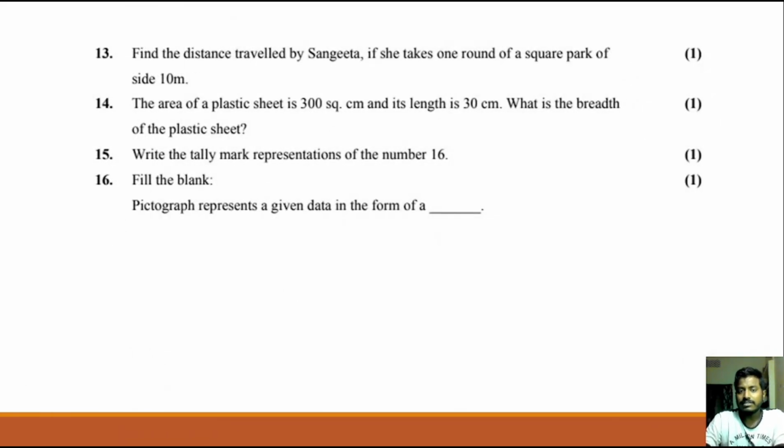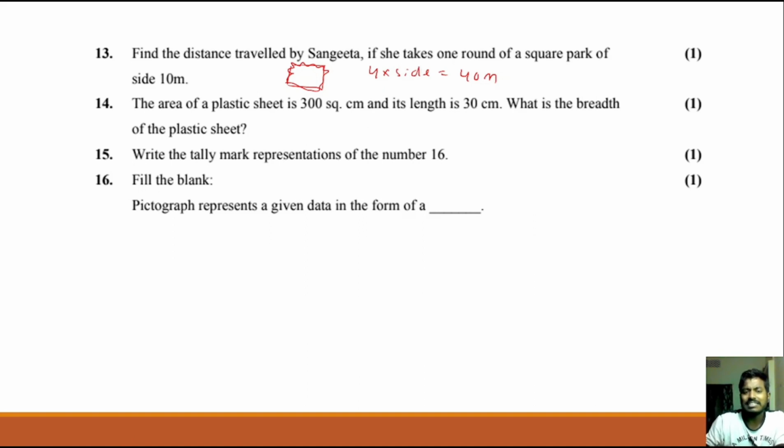Find the distance traveled by Sangeeta if she takes one round of a square with side 10. One round means the perimeter is covered, yes or no? Perimeter means 4 into side, so side equal to 10 gives 40 meters. So Sangeeta covers 40 meters.